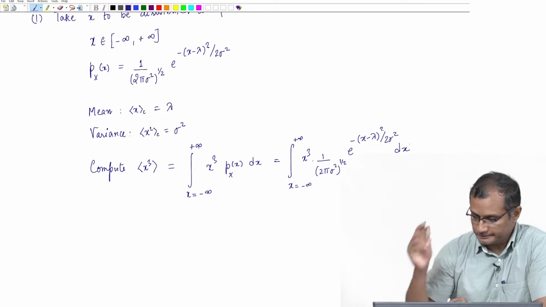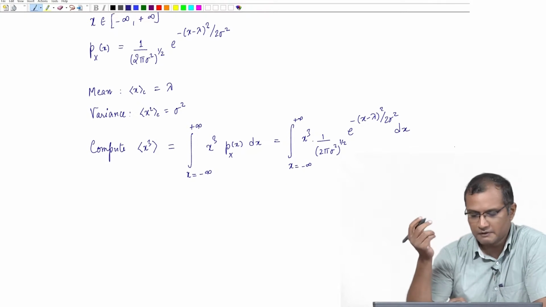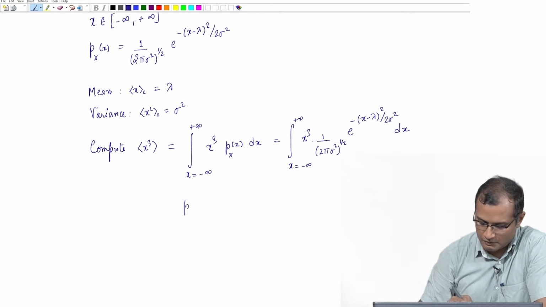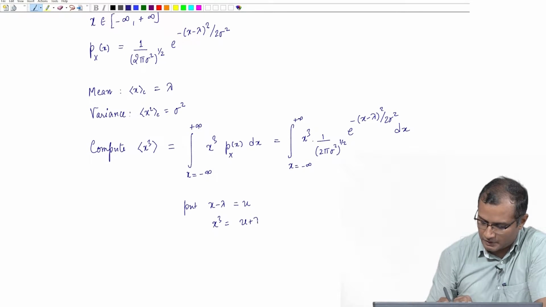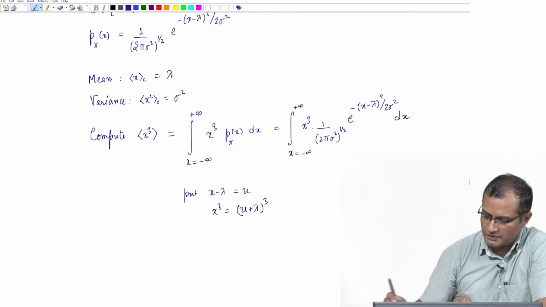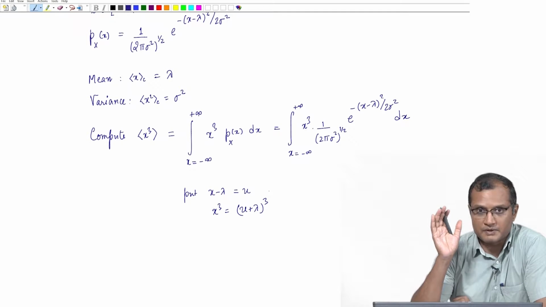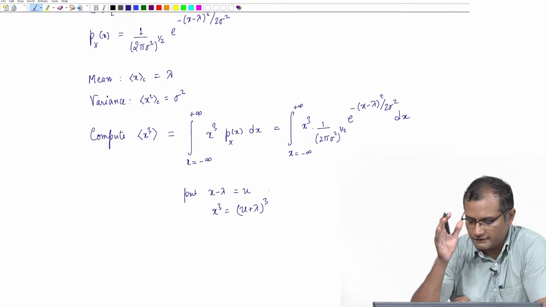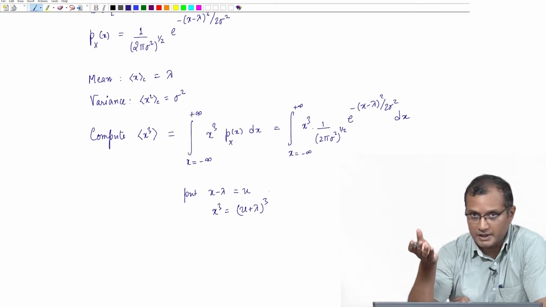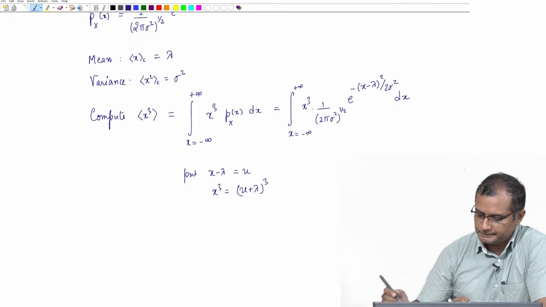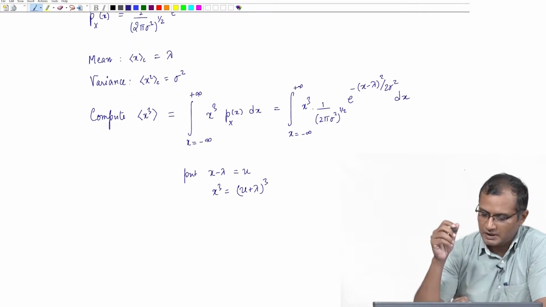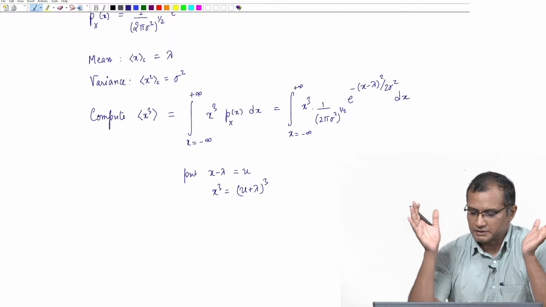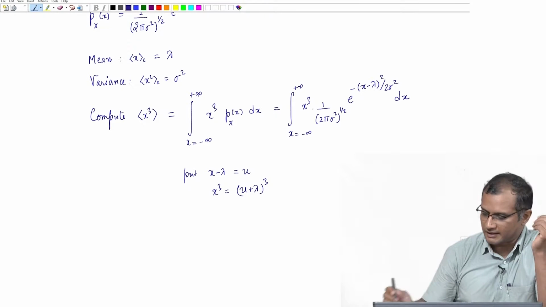So, basically I am forced to evaluate this integral x cube into 1 upon 2 pi sigma square e raised to minus (x minus lambda) square over 2 sigma square. You can solve this integral by a simple variable translation. So, if you put x minus lambda as some u, then your x cube becomes (u plus lambda) the whole cube, and you simply expand it in a polynomial. This is a polynomial of order 3. So, you will have multiple terms in the expansion of x cube, and so you split it up into the various parts and complete the integral and get the answer.